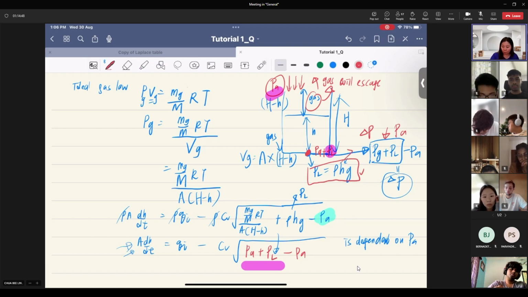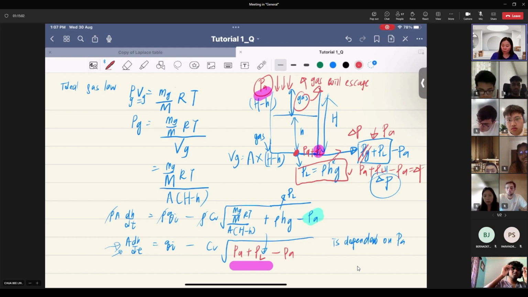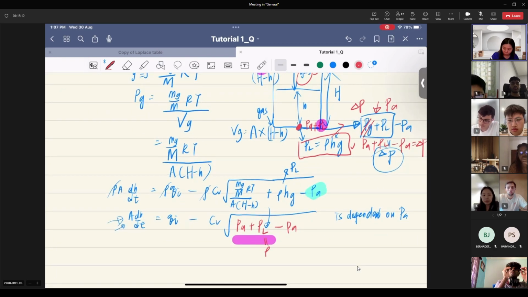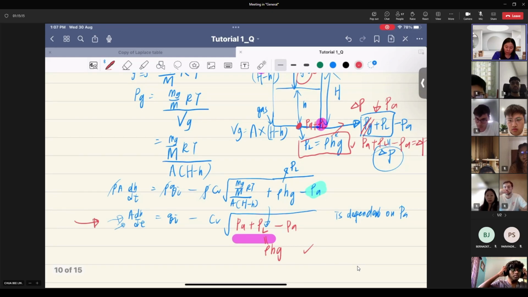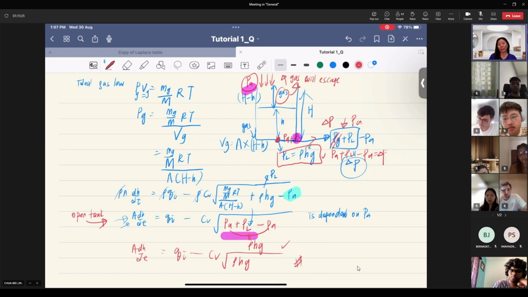So this is modified: PA plus PL minus PA equals delta P. Hence the PA cancels out, and you will only be left with the pressure of the liquid, PL, which expands to rho Hg. If open tank, you'll have A dH over dt equals Qi minus Cv, then rho Hg, because these two cancel, plus PA minus PA. The rest follow exactly the same.